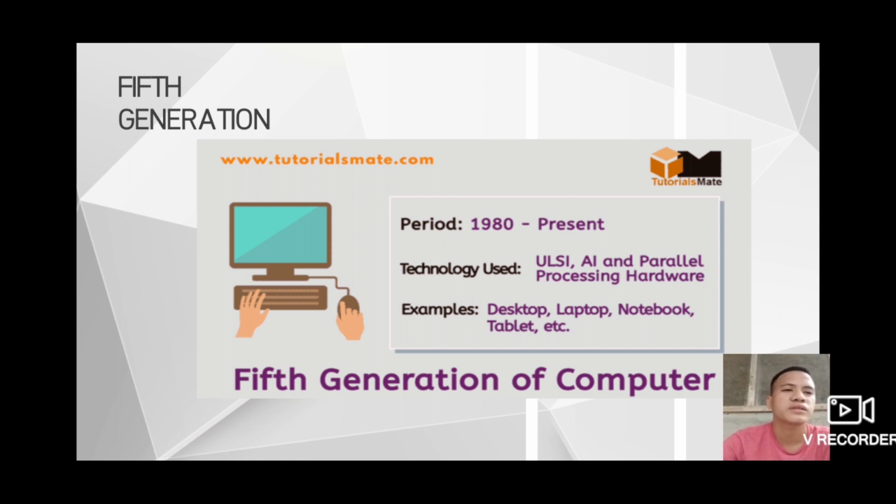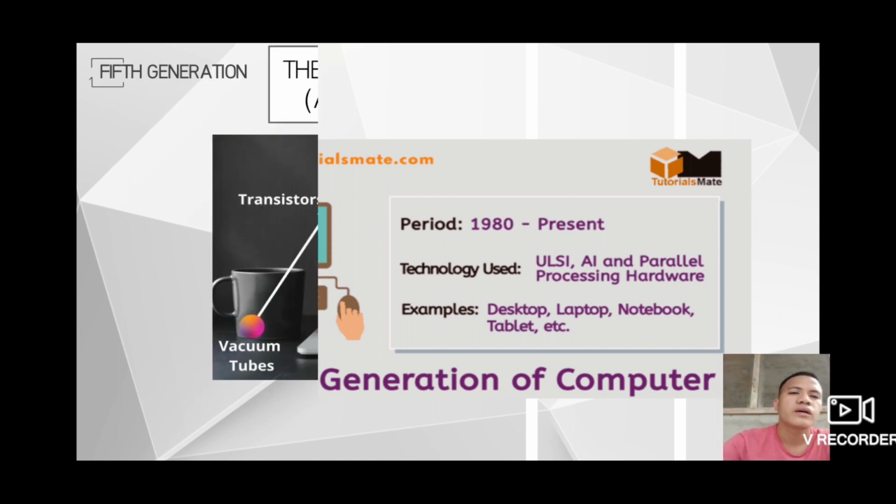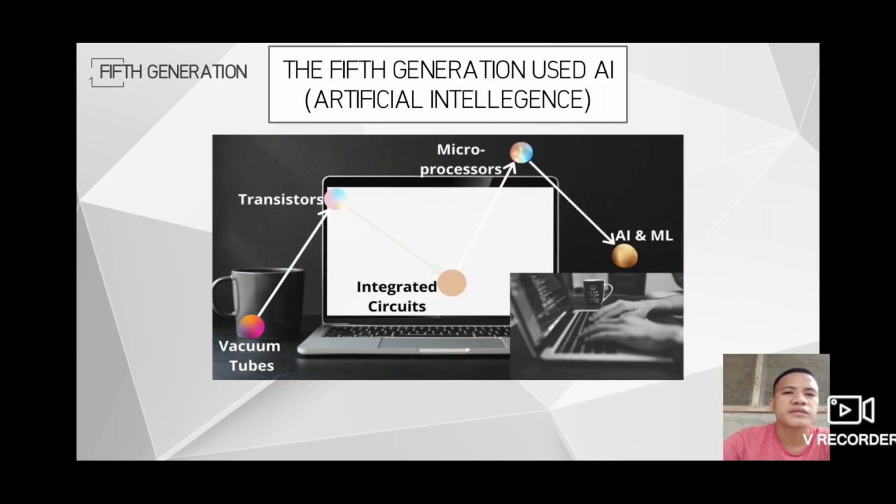Examples are the desktop, laptop, notebook, tablet, the removable ones that we can bring anywhere. So here are the microprocessors, transistors, AI and ML, and vacuum tubes. This is what the processing looks like. So let's talk about the fifth generation's use of AI. Artificial intelligence is used by IBM Watson computers. So we are familiar with the Watson computers. They are the ones using this.